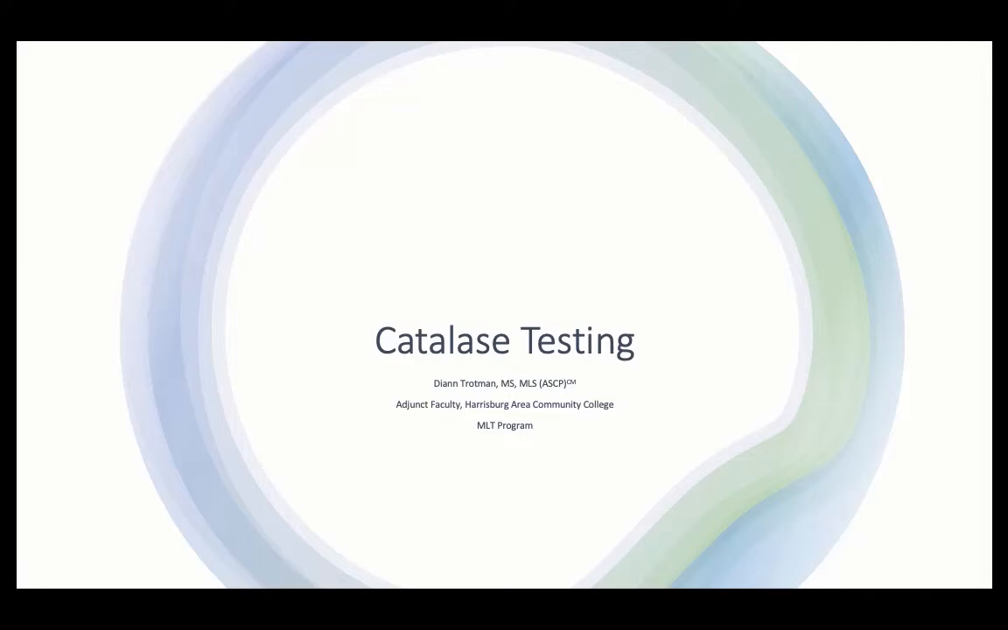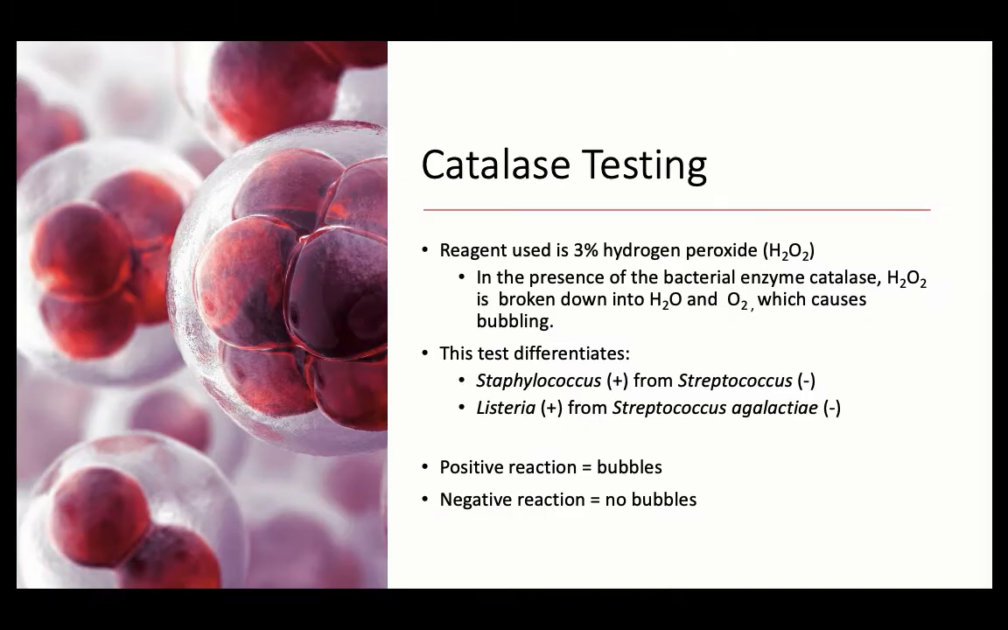Hey you guys, okay, so today we're going to do catalase testing. The reagent that is used for catalase testing is 3% hydrogen peroxide, which is H2O2, and if a bacteria secretes the enzyme catalase, it will break down the hydrogen peroxide, H2O2, into water and oxygen. The oxygen being released is what causes the bubbling. It's a positive reaction to a catalase.